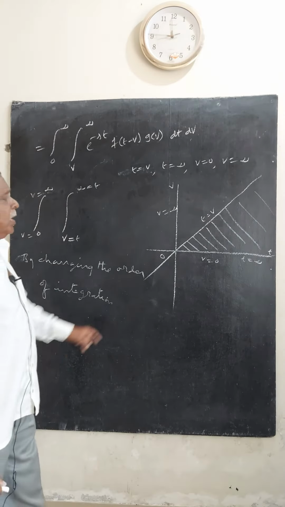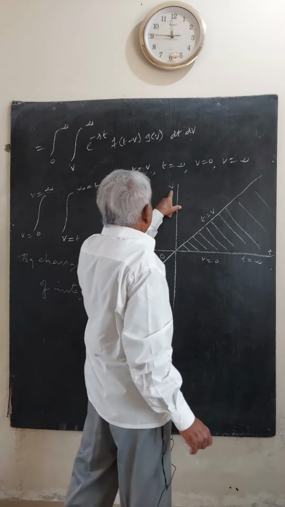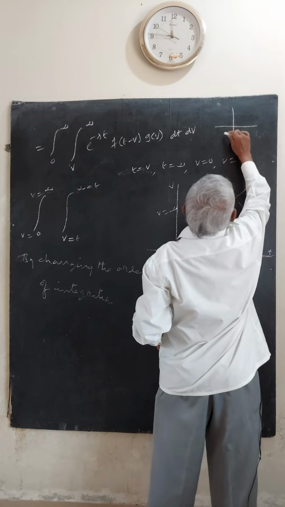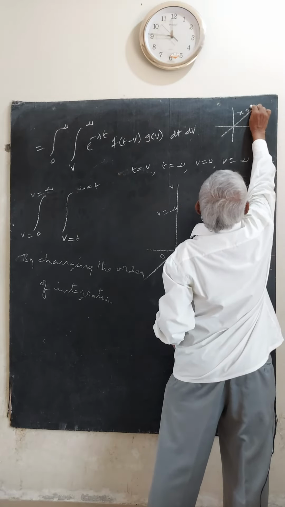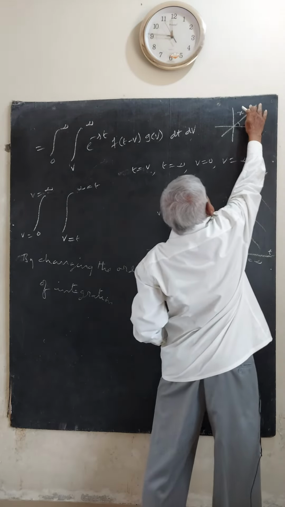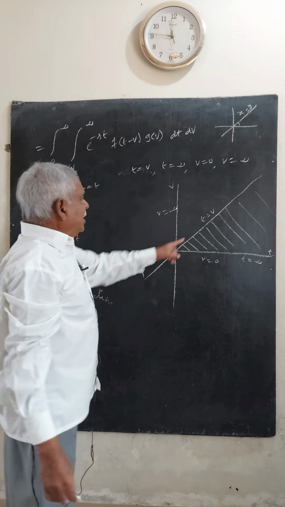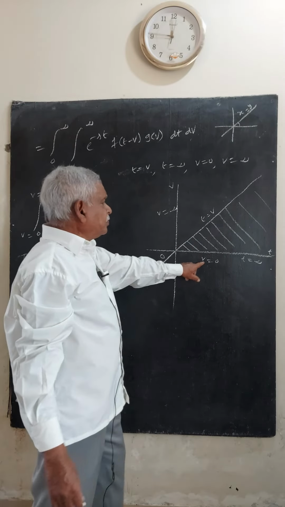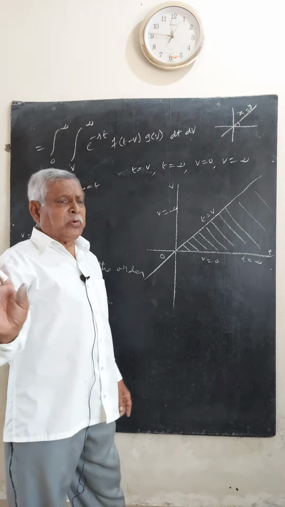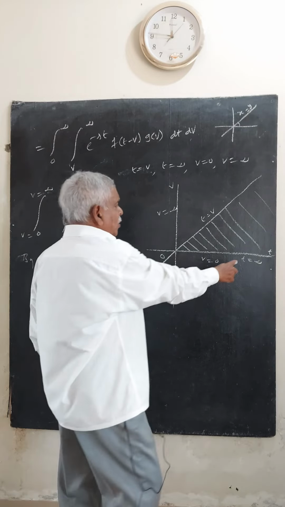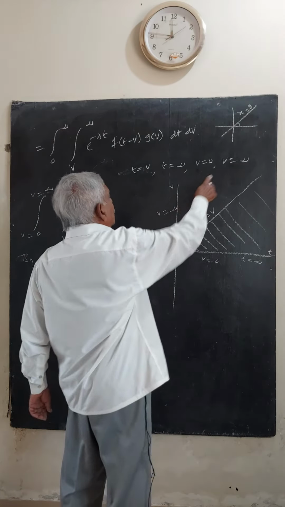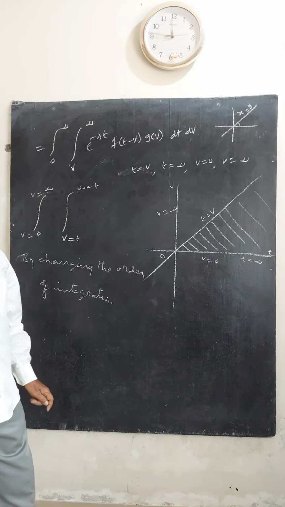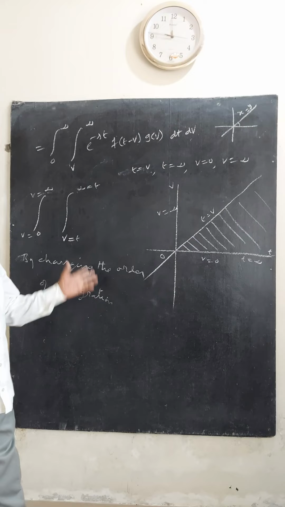Again, I am telling, this is t axis, v axis. t equal to v, we know x equal to y. We know in lower standard, in 10th standard, x equal to y. This is 45 degree. Similarly, t equal to v, this is 45 degree. Again, v equal to 0. In t axis, always v equal to 0. t goes up to infinity, v also goes up to infinity.